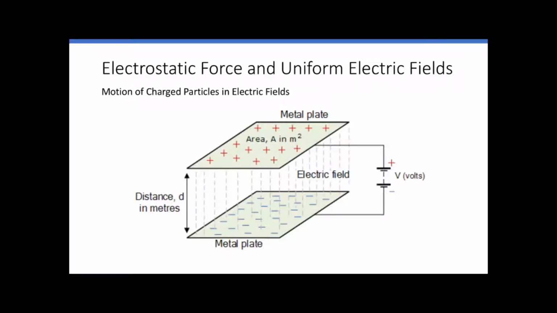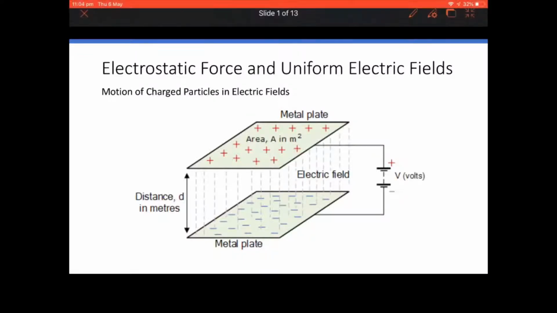Continuing on with the motion of charged particles in electric fields, we'll be looking at electrostatic force and uniform electric fields. The picture that I've included on this one is a 3D example of oppositely charged, well it's 2D obviously, but it's a 3D representation of oppositely charged parallel plates. Often we only see them as two rectangles that are sliced through, but I thought it could be helpful to visualize it in a 3D sense.